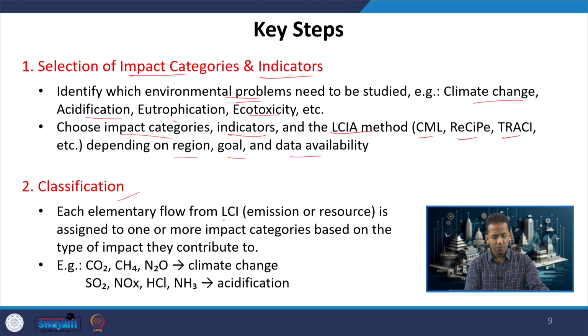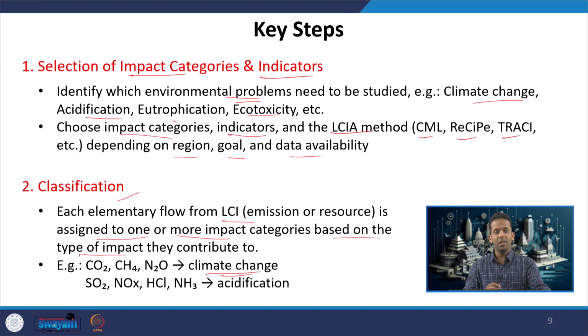Each elementary flow from the inventory table, whether it is an emission or a resource, does not matter, should be assigned to one or more impact categories based on the type of impact it contributes to. For example, CO2, methane, and N2O are greenhouse gases, so they would definitely contribute to climate change. They may not contribute to acidification or eutrophication potential. Okay. So, if in the inventory table you have values of CO2, methane, N2O, SO2, NOx, SOx, all those emissions given to you, we have to know which of the elementary flows are responsible for which of the environmental impacts.